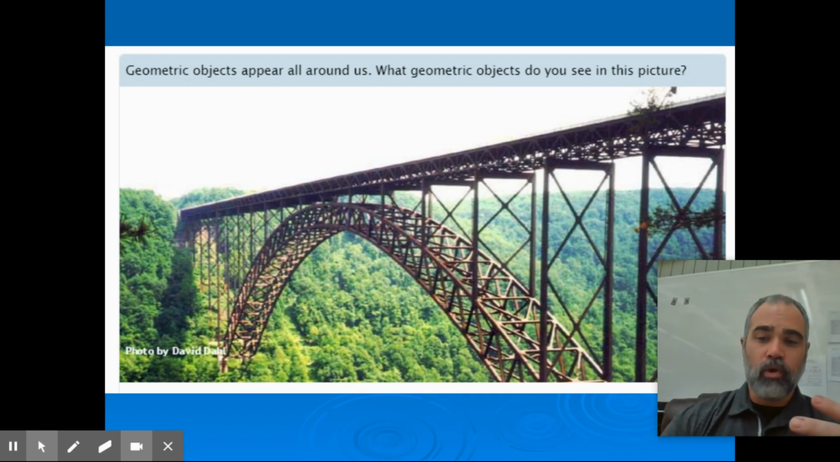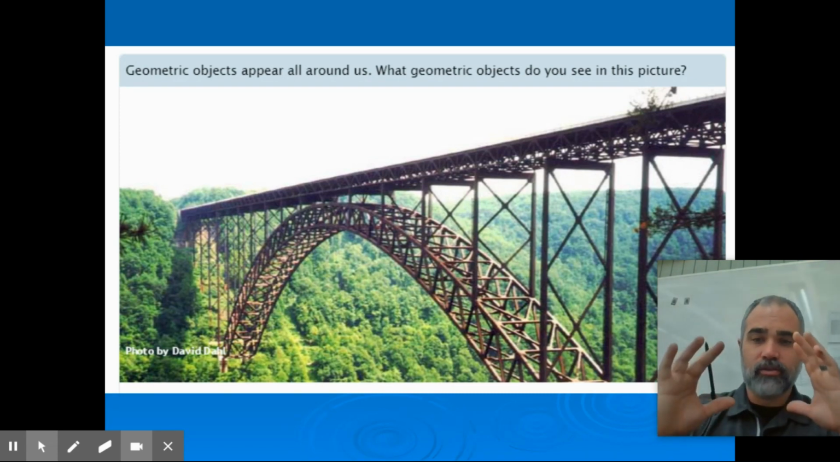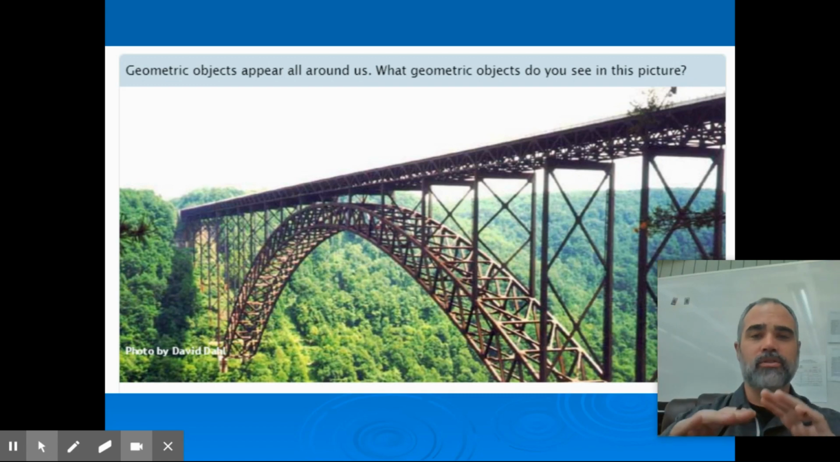But just as a warm up today, we're going to be talking about geometry things. So I want you to look at this picture and see what you can come up with, all the geometric shapes you can find on this. Go ahead and pause that, see what you can come up with.